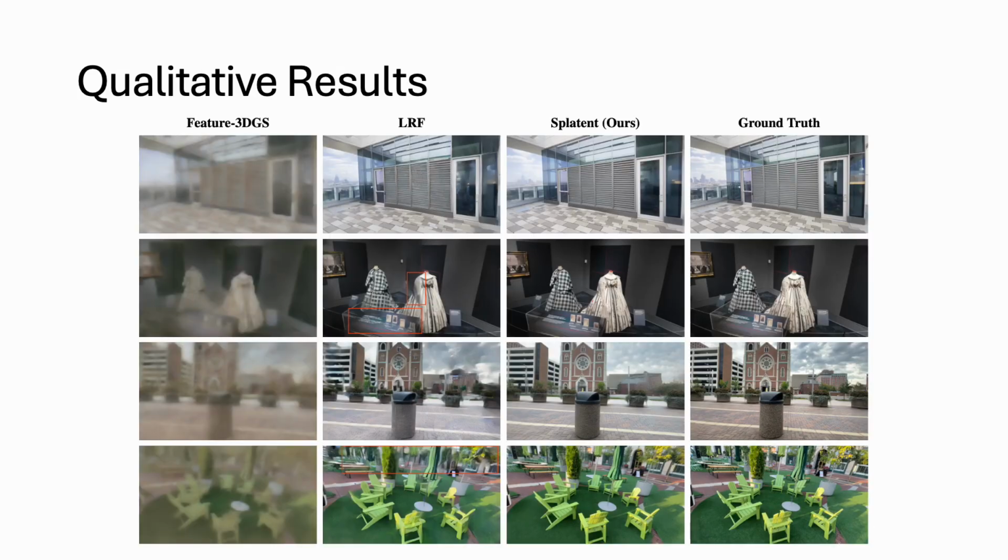Qualitatively, Feature 3D-GS loses most fine details. LRF improves the baseline, but still blurs textures. Splatent produces sharper, more faithful reconstructions, with clear detail recovery on text, tilework, and vegetation.